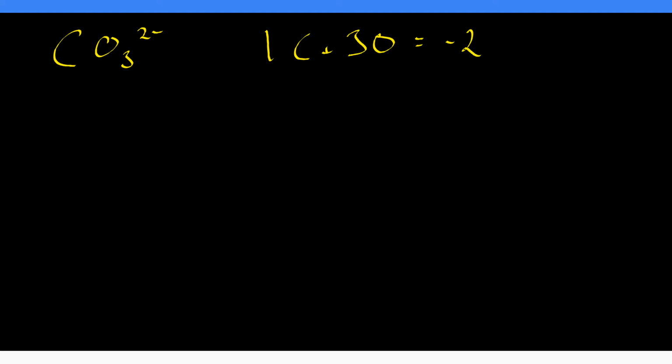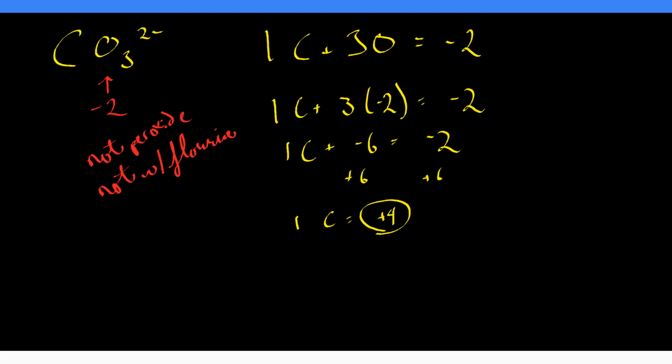So 1 carbon plus 3 oxygens gets us a total of -2. Now, oxygen is not a peroxide, and it's not bound to fluorine, so its oxidation number is -2. So let's go through the algebra. 1 carbon plus 3 oxygens, or 3 times -2, is -2. 1 carbon plus -6 is equal to -2. You add 6 to both sides. That gets you 1 carbon is equal to +4. And that is the oxidation number for carbon. Okay, 4+. So now we have the oxidation numbers for both of the elements in this compound.